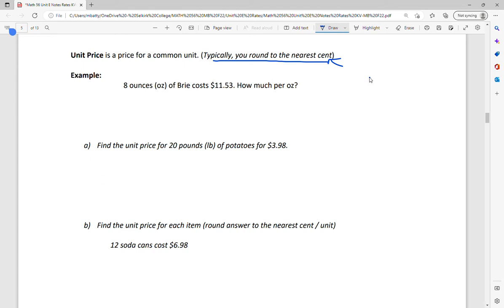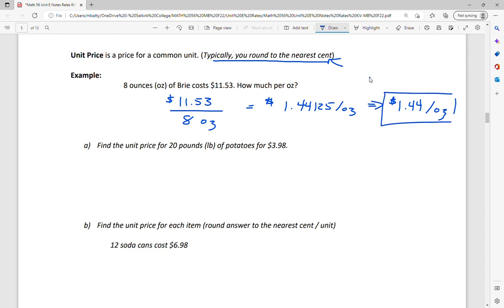So we've got brie costing $11.53 for 8 ounces. So how much per ounce? So we'd have $11.53 for 8 ounces. If we want to figure out the unit price of this, we just do the math on it. It's 1.44125 per ounce, or in practical terms, $1.44 per ounce.